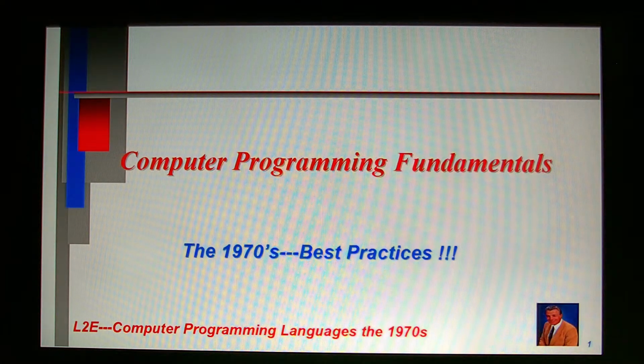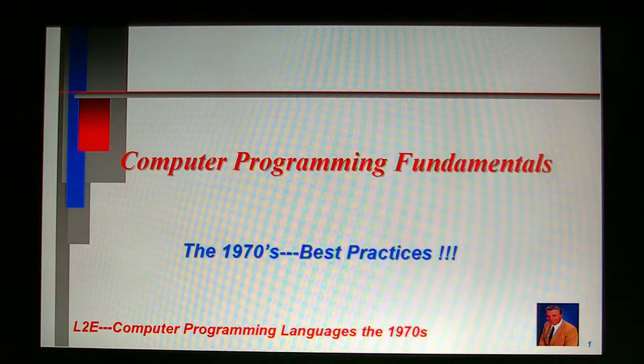The 1970s introduced the era of establishing computer programming language best practices. Computer programming language best practices that were led by the acceptance of structured programming constructs. This then led to the migration from the computer programming language procedure-oriented paradigm to the computer programming language object-oriented paradigm.